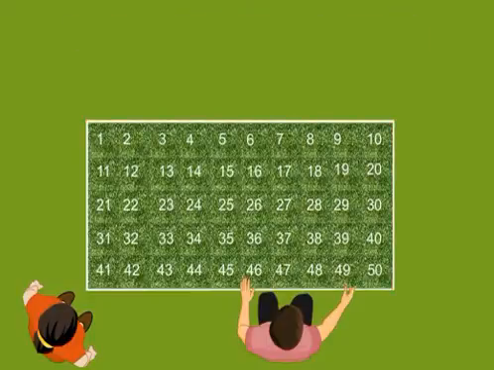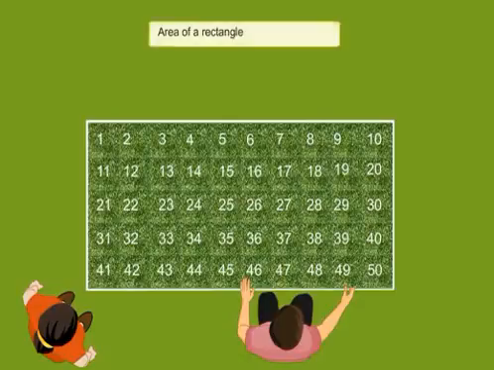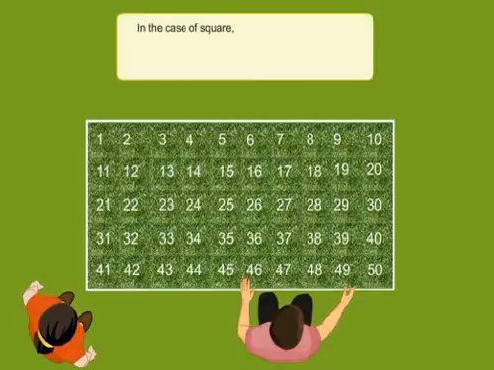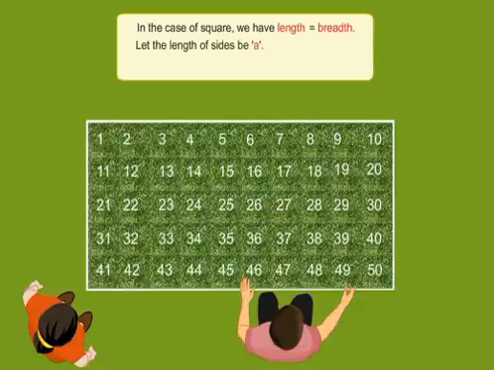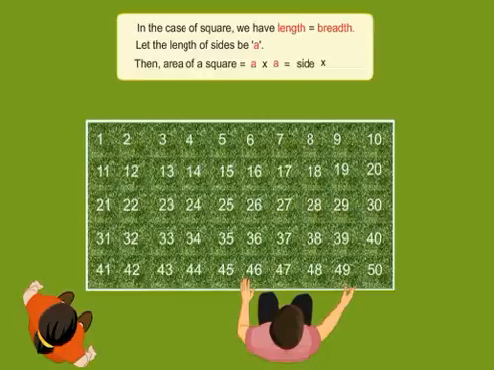Therefore, we can say the area of a rectangle is equal to length times breadth. In the case of a square, length is equal to breadth. Let the length of sides be A. Then the area of a square is equal to A times A, which is equal to side times side.